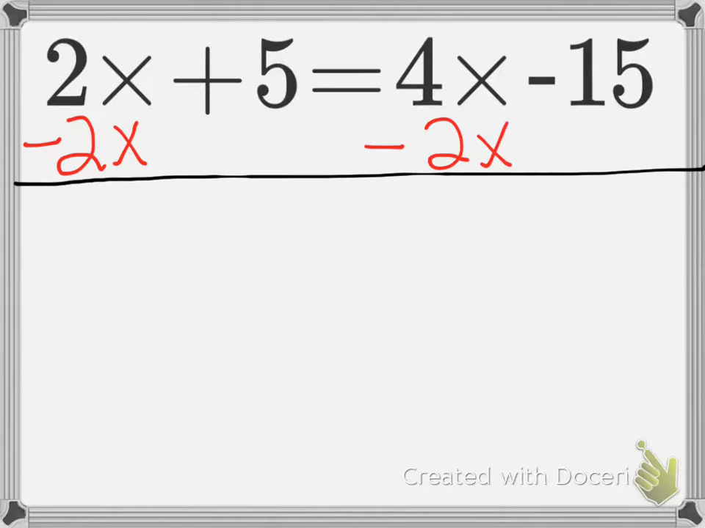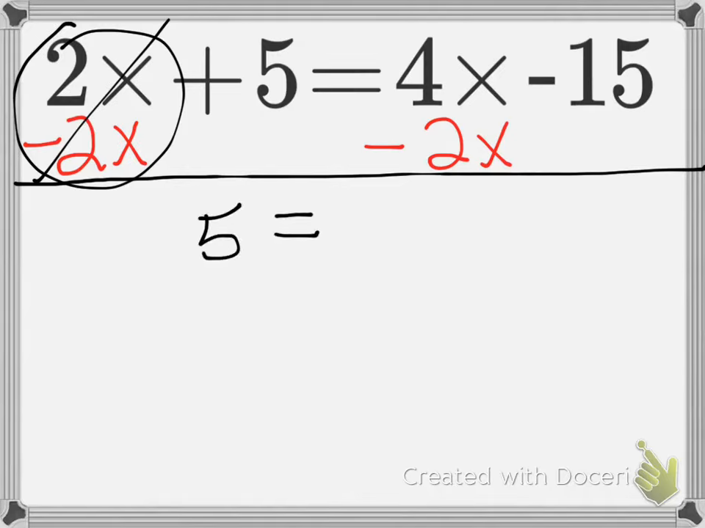Okay, and then 2x, take away 2x, this becomes a 0. And what I'm left with is 5, and then 4x equals, and then 4x, take away 2x, is going to leave me with 2x. And then minus 15.